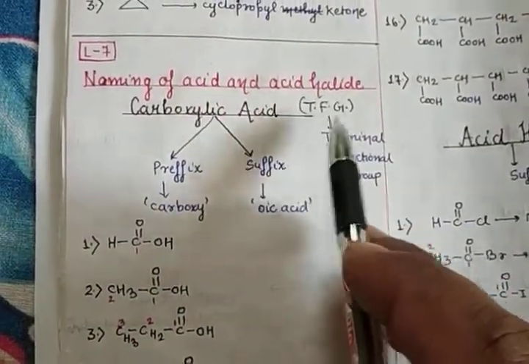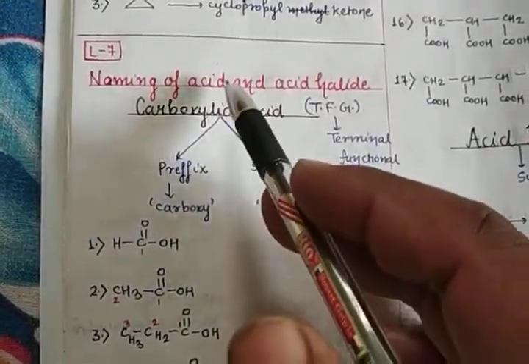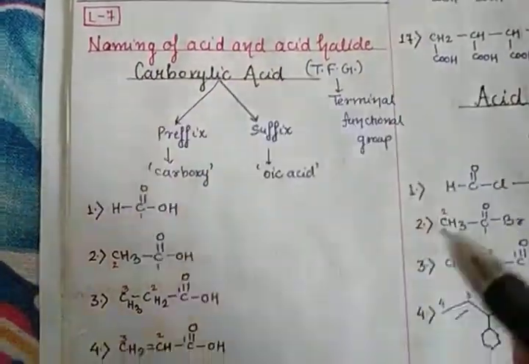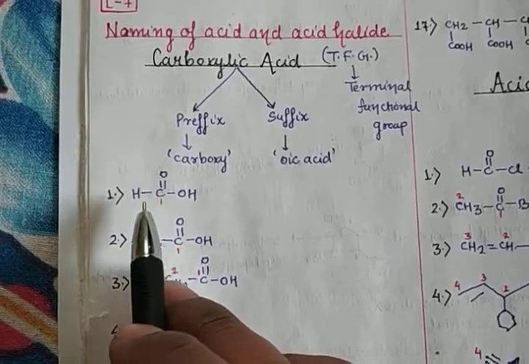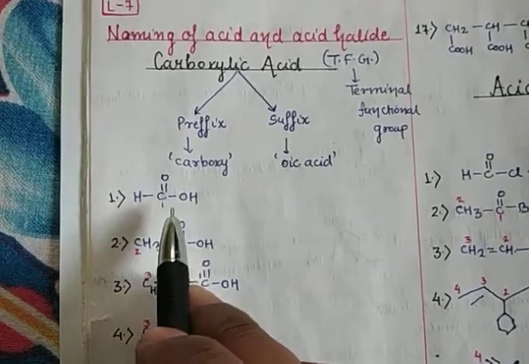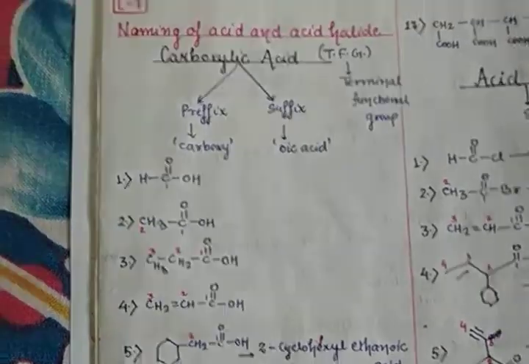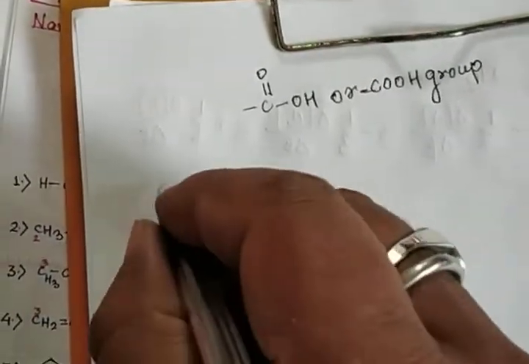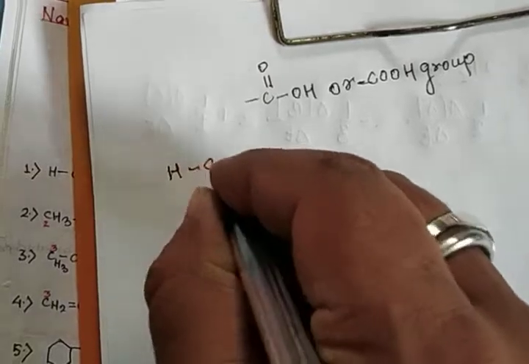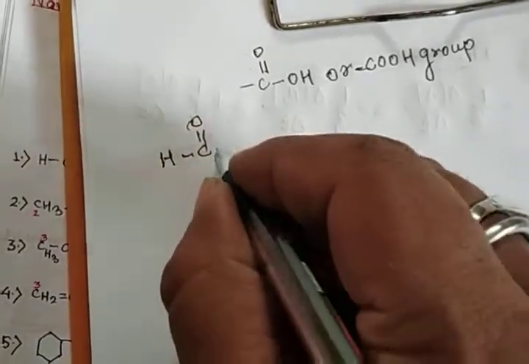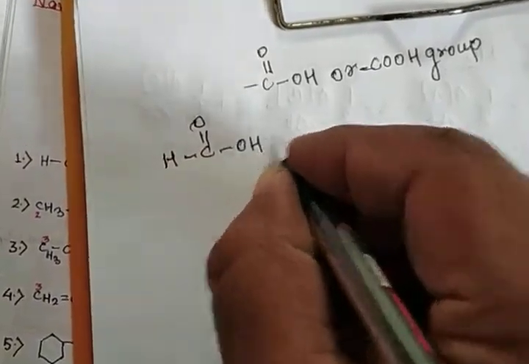Acid halide is a terminal functional group. So first we discuss the carboxylic acid, then after that the acid halide. Now you know the formula HCOOH. There is one carbon. One carbon means methane. Suppose you have the formula HC double bond OOH. This is also right.